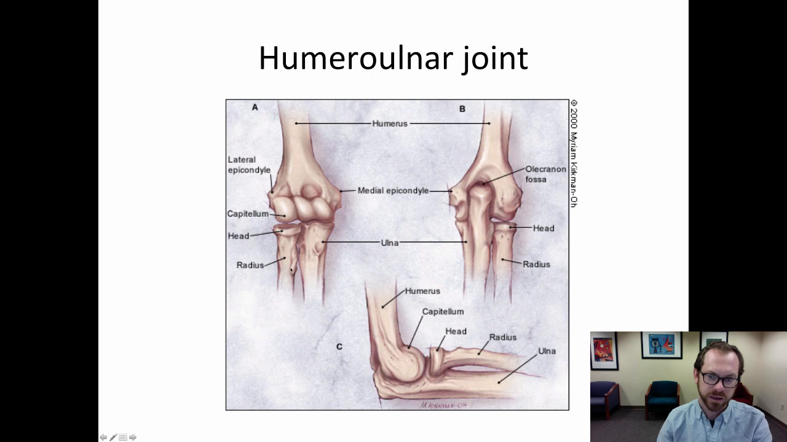Remember, we do have the radius shown in these three images here. The radius is also going to be articulating at the humerus as well as at the ulna, but for our lab, we're going to call this the humeroulnar joint.